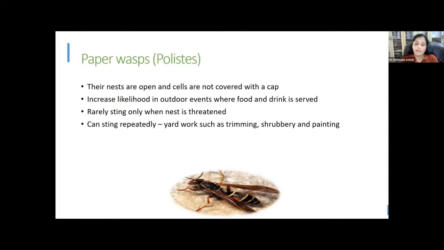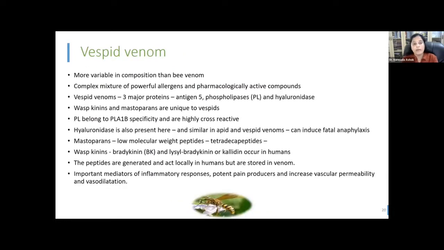But one possibility is that these paper wasps easily go into the Coca-Cola drinks or the containers we drink from. Sometimes when the container is open only a small bit, they enter, and we drink it without noticing, and there is a possibility that they sting directly into the tongue, which can lead to a severe anaphylactic reaction. They are also capable of stinging repeatedly because they do not autotomize. Now coming to the Vespid venom, the characteristic is that it is more variable in composition than bee venom. They have powerful allergens.